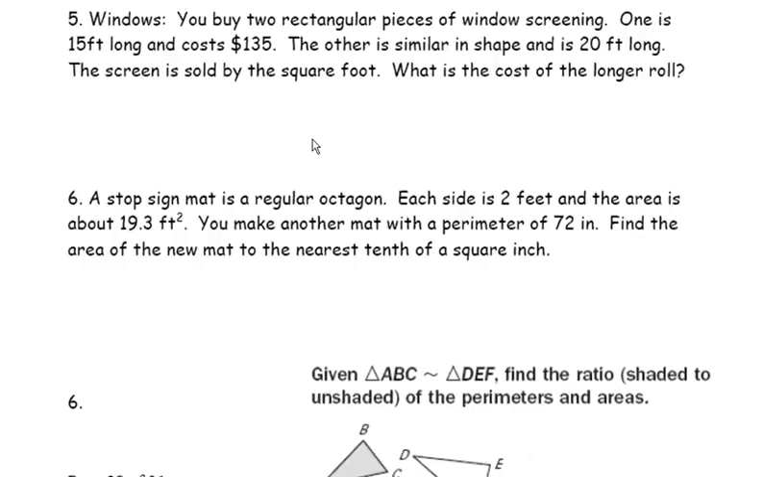All right, word problems. Love word problems. Okay, so we've got some rectangular pieces of window screening, and one is 15 feet long and costs $135. The other is similar in shape and 20 feet long, and it's sold by the square foot. What is the cost of the longer roll?